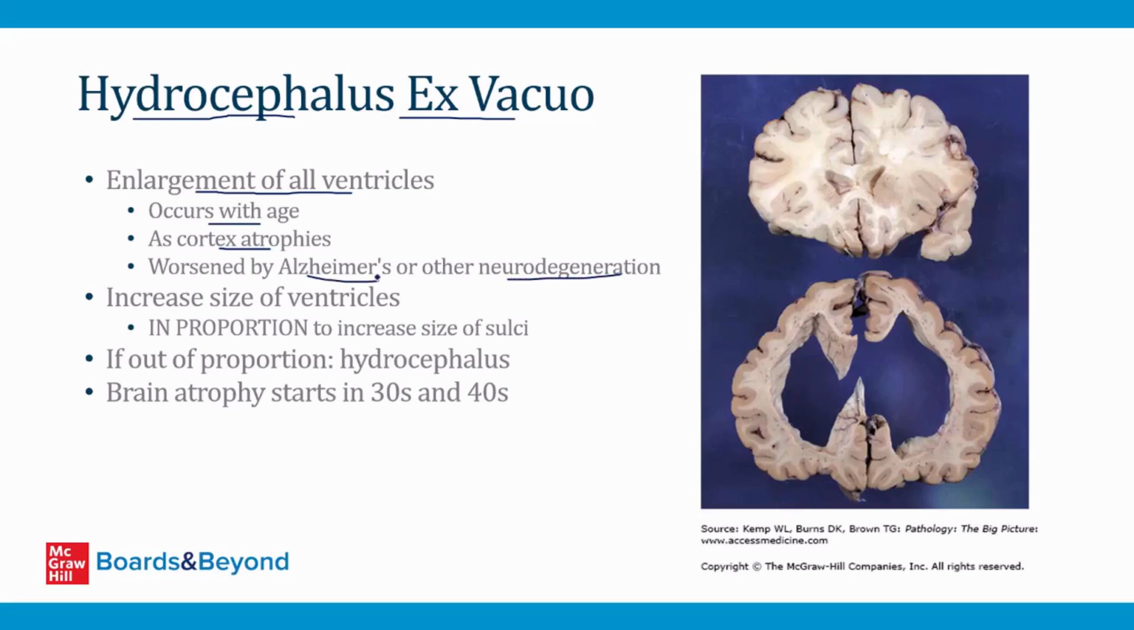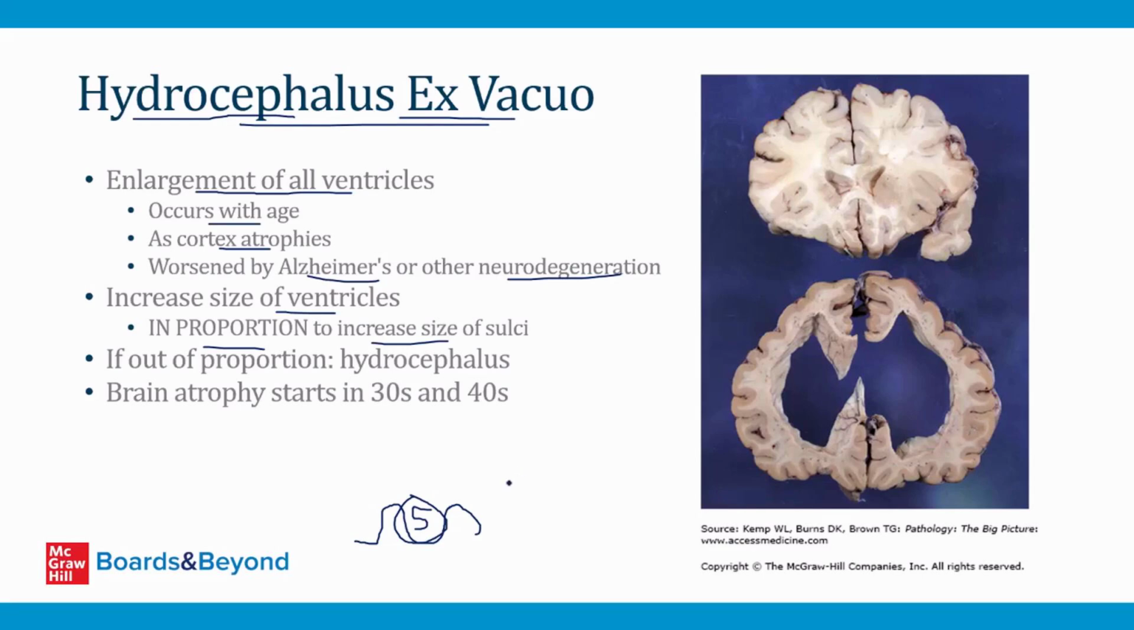And so what you get in hydrocephalus ex vacuo is increased size of the ventricles in proportion to increased size of the sulci. So recall that the lobes of the brain have these little bumps called gyri, and in between the bumps you have these areas called the sulci here. So when there's cortical atrophy, these sulci are going to get larger, and so if you see enlargement of the sulci together with enlargement of the ventricles, then that's hydrocephalus ex vacuo.